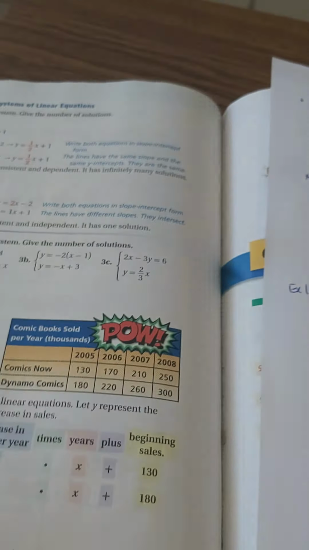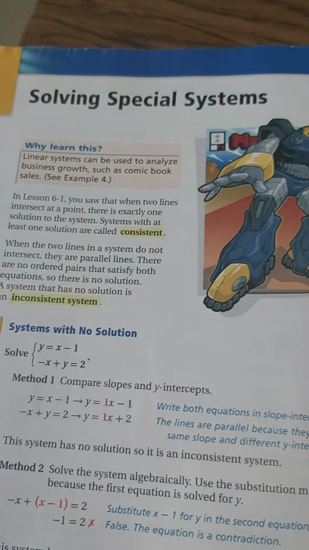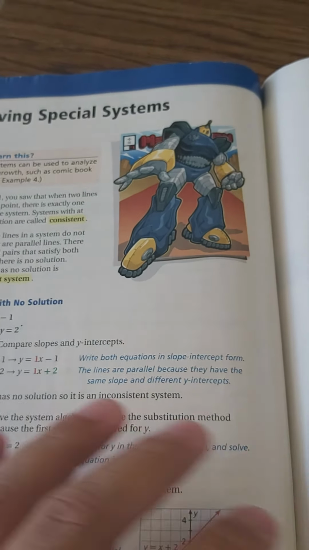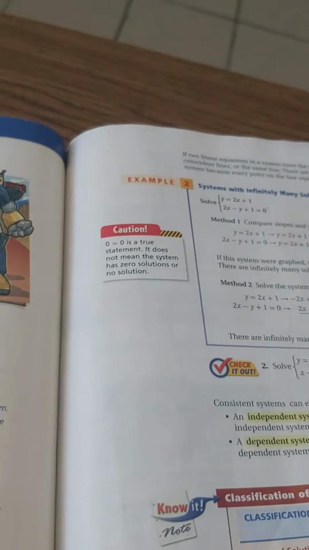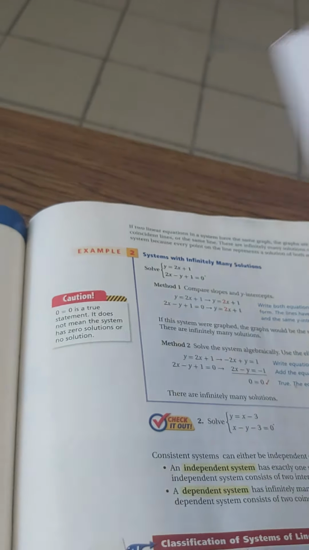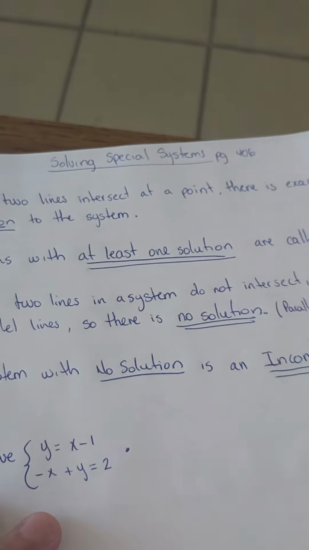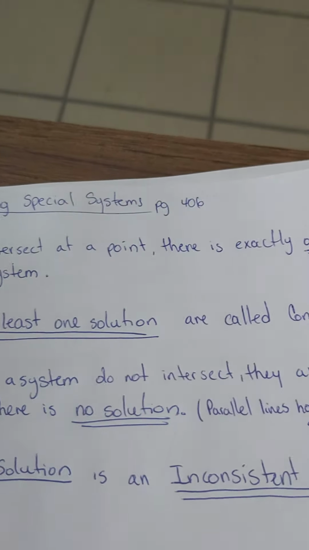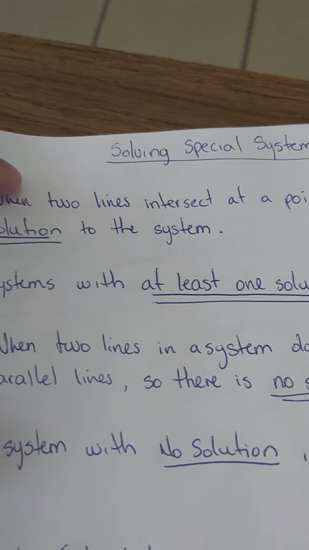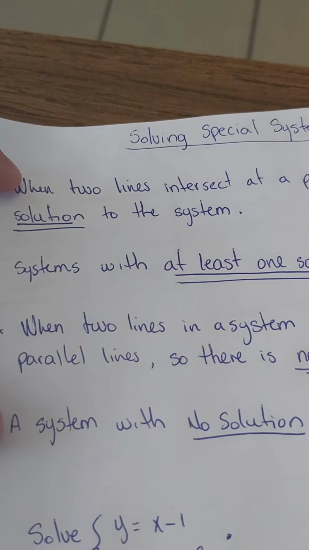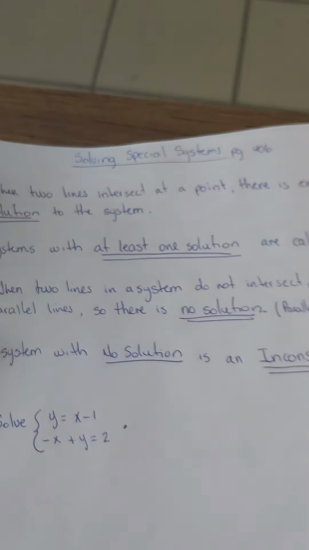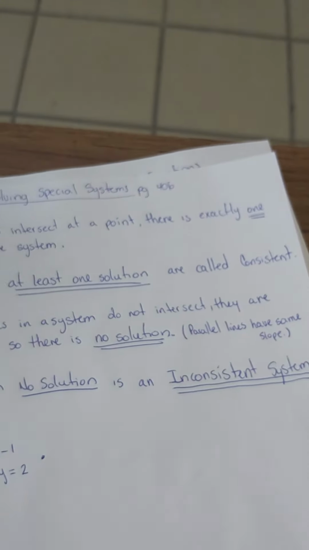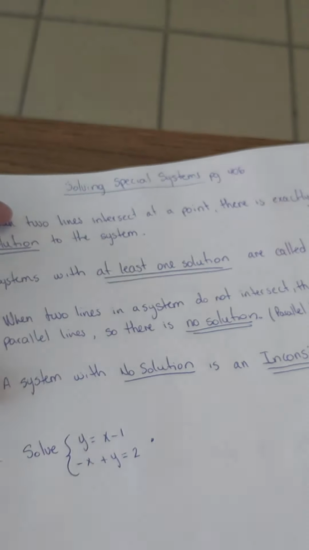Hey guys, okay, today's lesson would be solving special systems. So far, we have solved systems which have one solution. Now, we know that when two lines intersect at a point, there is exactly one solution to the system. Systems with at least one solution are called consistent systems.